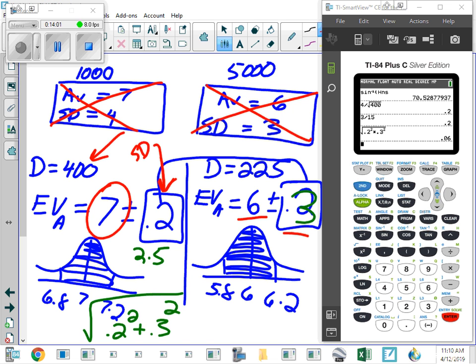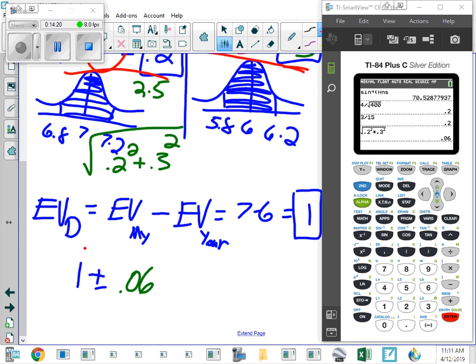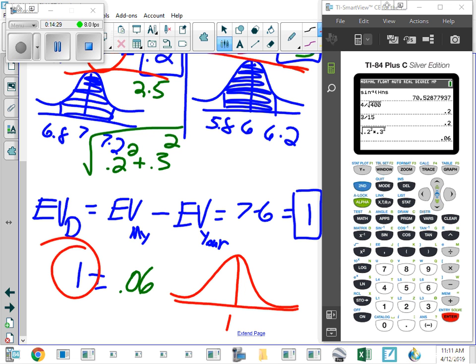Okay? We want to compare these to each other, and we're going to do that using subtraction. Which one of these goes in the middle of the normal curve? And the answer is neither. You subtract them, and you end up with 1 plus or minus the combined SE. And that's where the normal curve is: 1 with its own SE. Now, that allows us to compare things together.